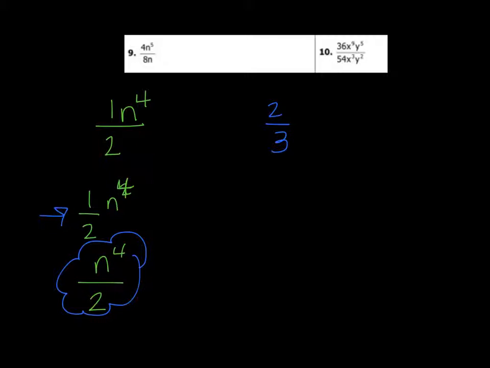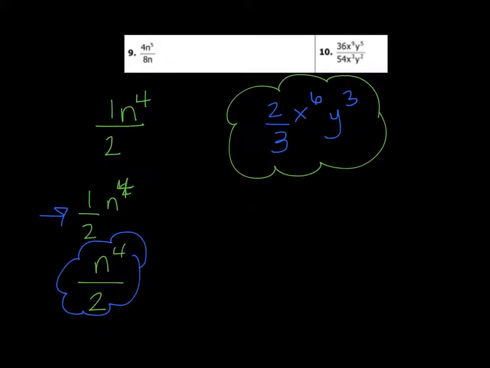Then I go ahead and I look at my x's. So I have x to the 9th divided by x to the 3rd. My quotient of powers property says that I keep the base and subtract the exponents. 9 minus 3 is 6. Then I move on to my y's. Y to the 5th divided by y squared. My quotient of powers property says I keep the base and I subtract my exponents. 5 minus 2 is 3. And this would be my simplified answer.